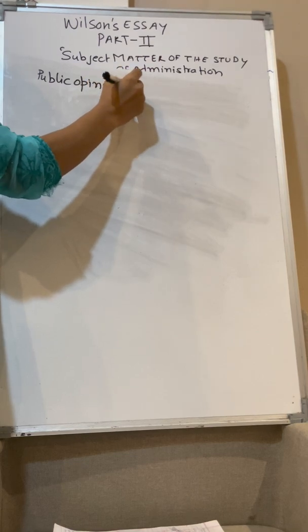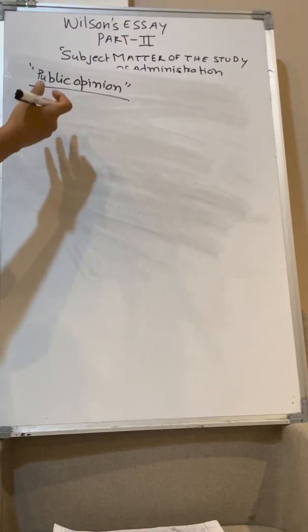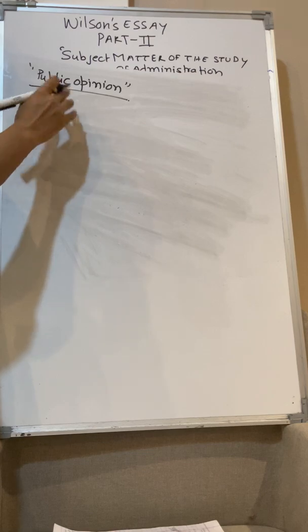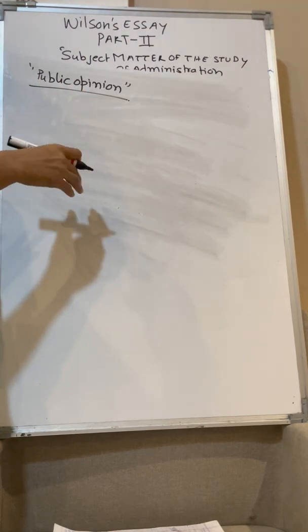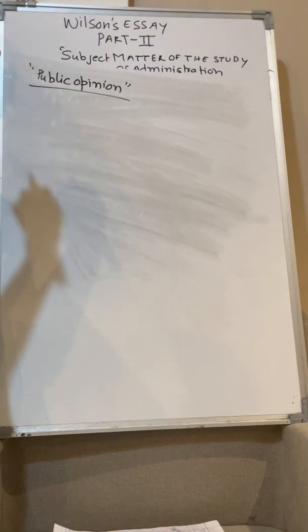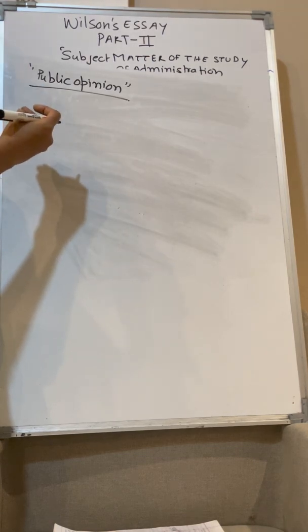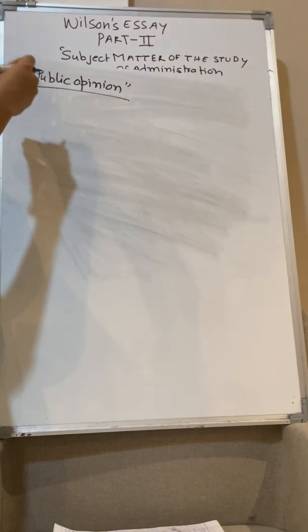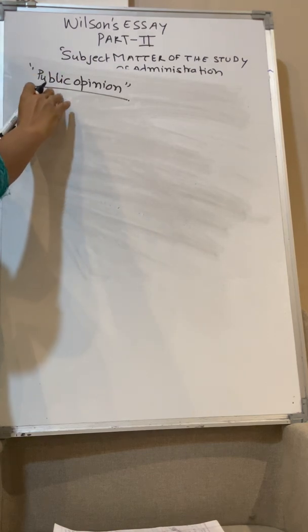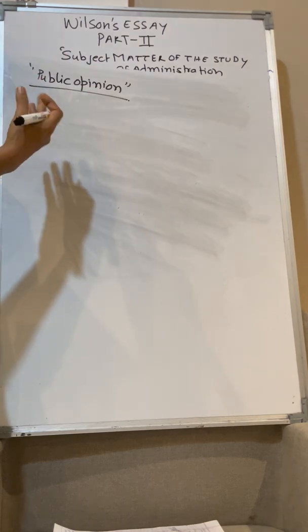So what is public opinion, and why does he talk about public opinion? For Wilson, because as you know, he is an American. In America, liberty is such a great thing. So that's why he preferred to say that officials should be responsible towards the public opinion. But then he corrects himself.